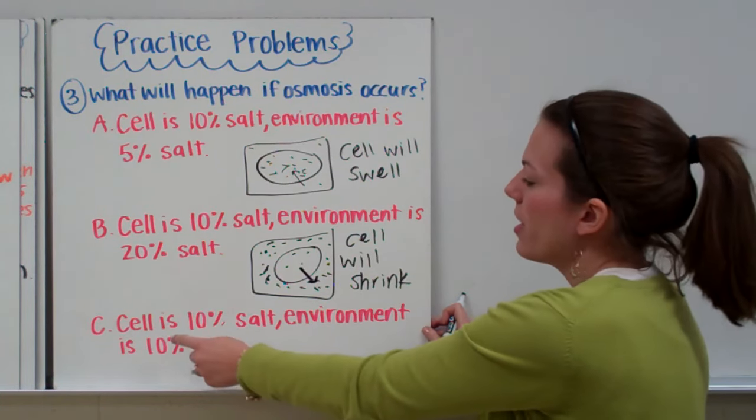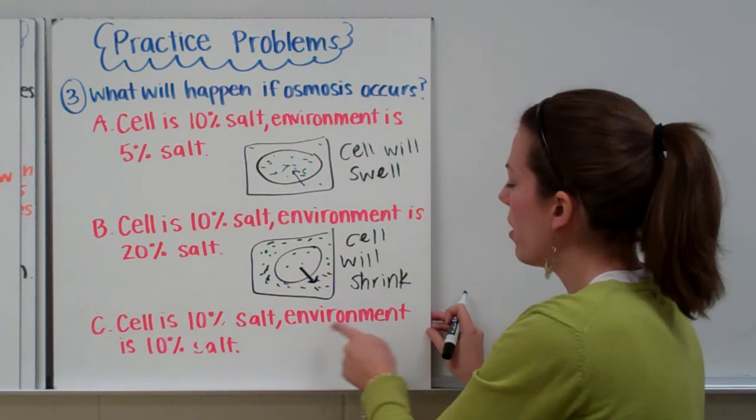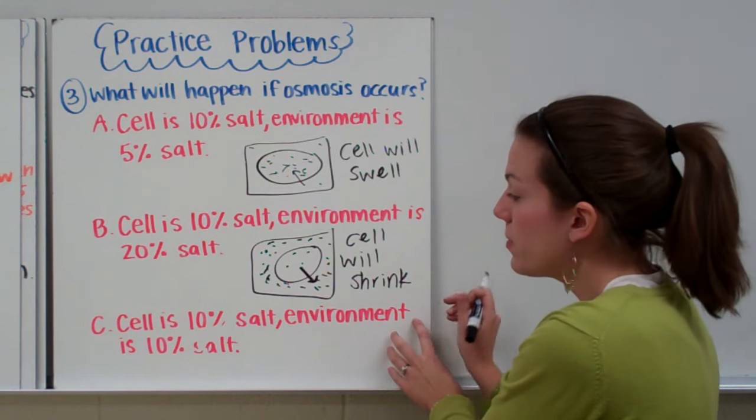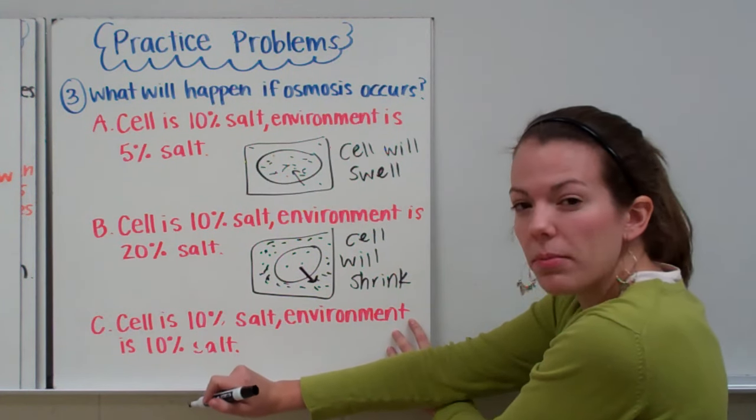All right, our next example. Cell is 10% salt, environment is 10% salt. As we can see, we have 10 and 10. Those are equal numbers. Let's see what happens.